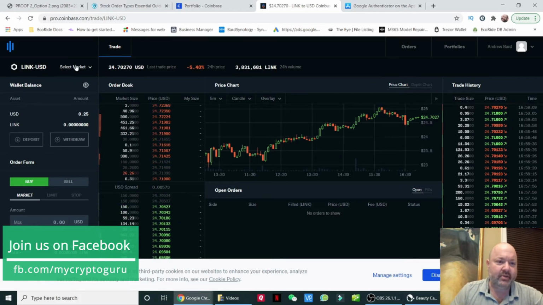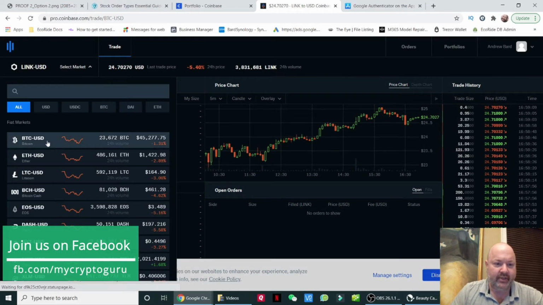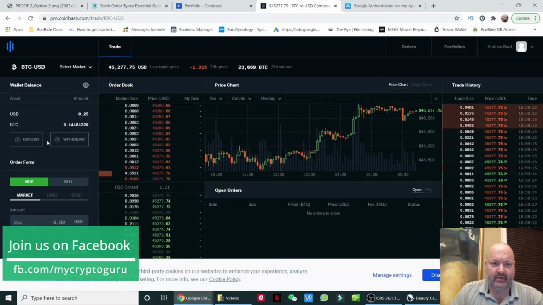So let's take a look at a market. I'm going to give you a little idea of how this works because it looks like an absolute cluster. Up here at the top, you see the last trade price, $45,277.07. 24-hour change, total volume. They've had nearly 24,000 Bitcoin move through this exchange in the last 24 hours. So they're averaging a little under 1,000 Bitcoin an hour, which is a pretty decent liquid market.